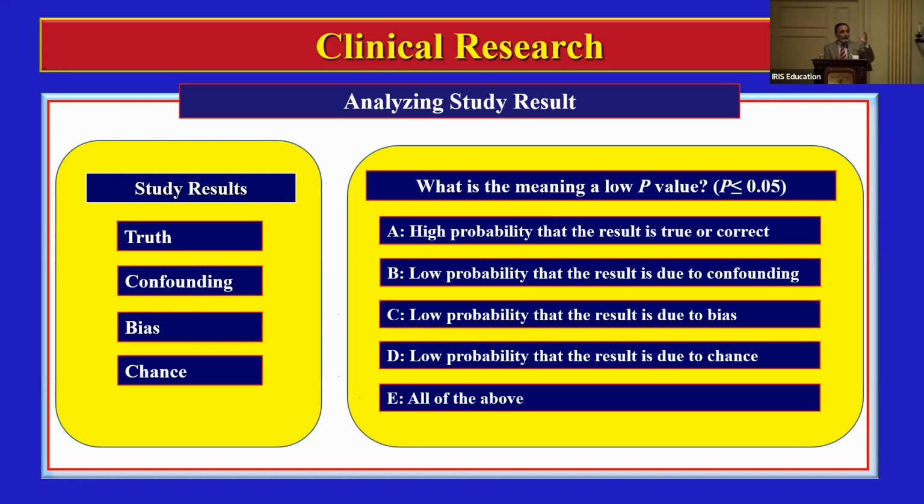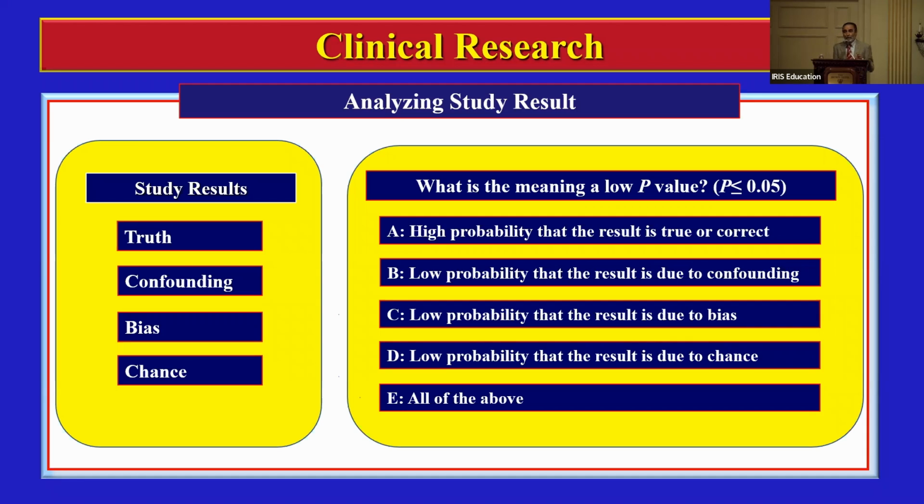This is just a mental exercise for you to get the answer mentally. And then we're going to emphasize this during the day, that for the p-value, the answer for this is D. Okay, the p-value is a low probability that the result is due to chance.